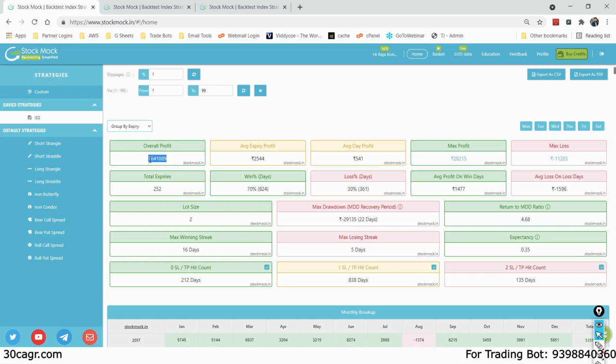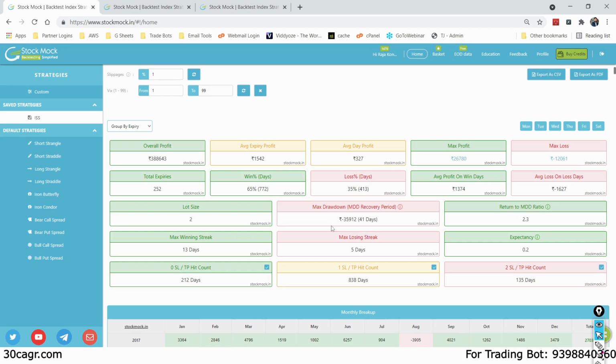Now observe the number that you see here, 6,40,000, it will change, and at the same time this drawdown also will change. Let me hit on refresh. All right, if you see here, 6,40,000 straight away came down to 3,88,000, and even the drawdown went up from 29,000 to 36,000.